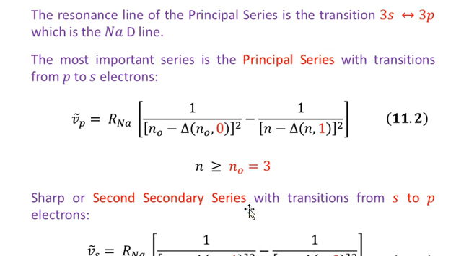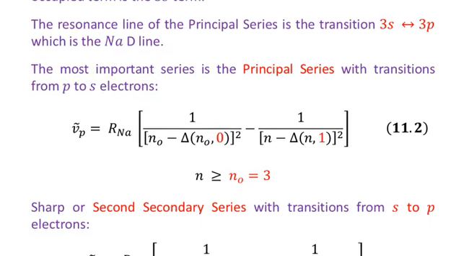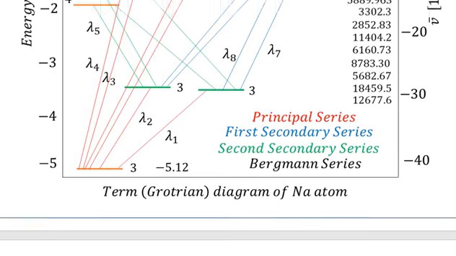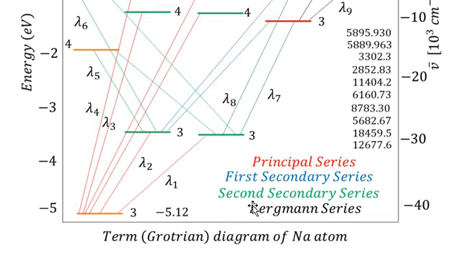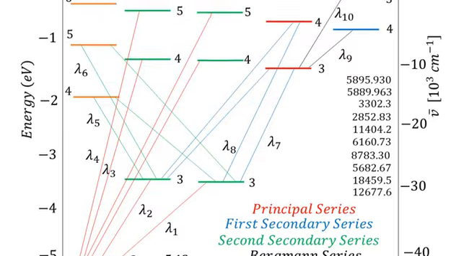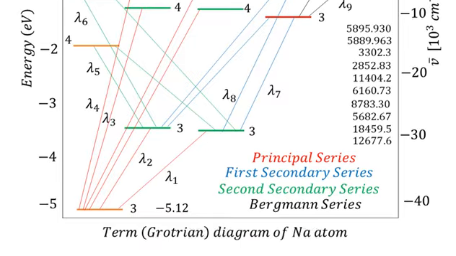Then the secondary series. Let me show you the secondary series. The secondary series is shown in green. That is all the transitions from the S state back to the P state, where all the higher excited S states will decay to the P state. So the transitions from the S state to the P state will form the secondary series.